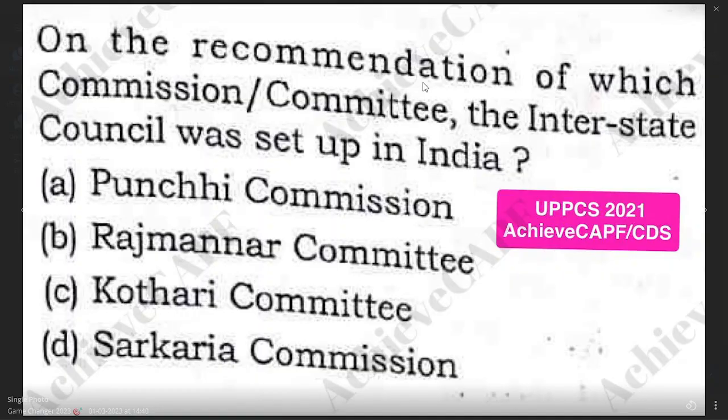Next: on a recommendation of which of the following commissions was the interstate council set up? Interstate council, Sarkaria Commission.